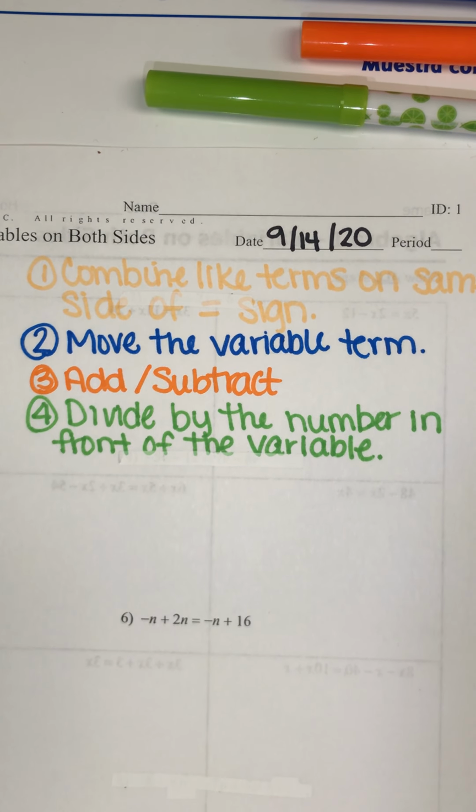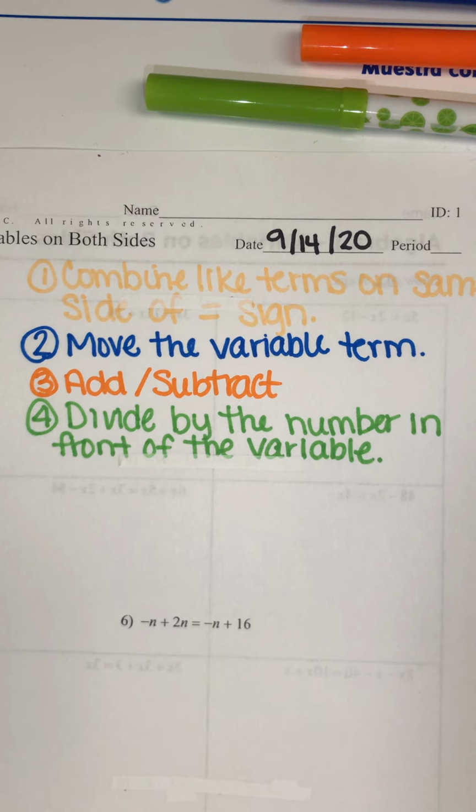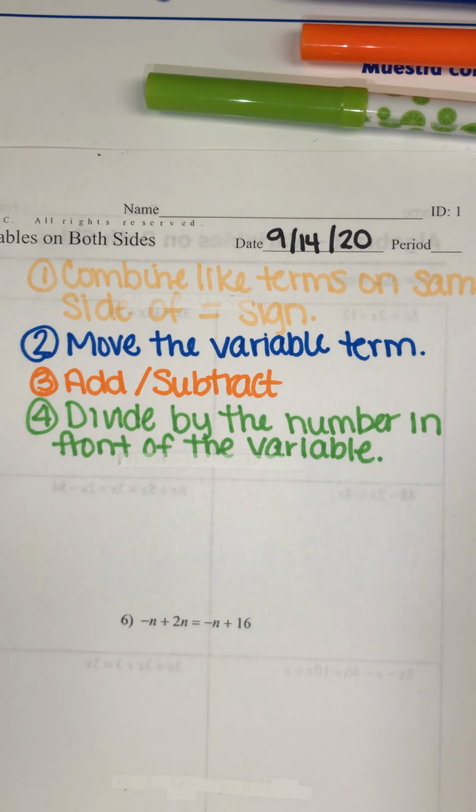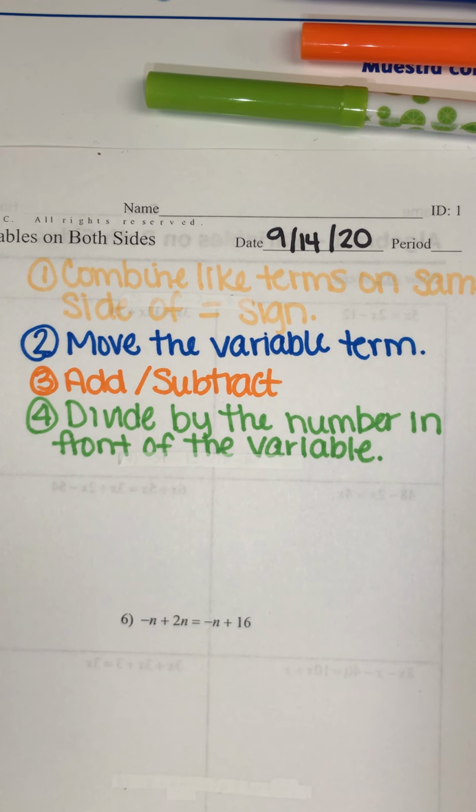Today we're going to be solving equations with variables on both sides. Now this is a review of what we did in semester 1, so we're going to go through it quickly. You've got 4 steps today, unlike yesterday, in order to solve these equations.